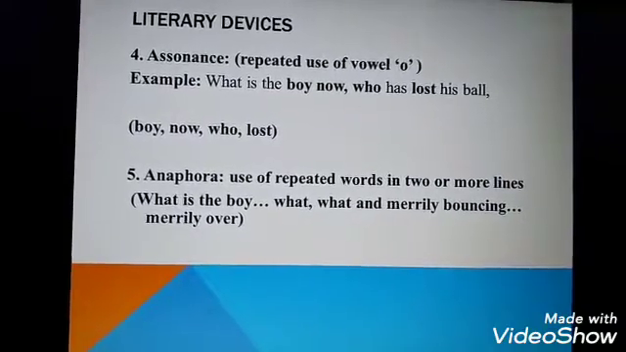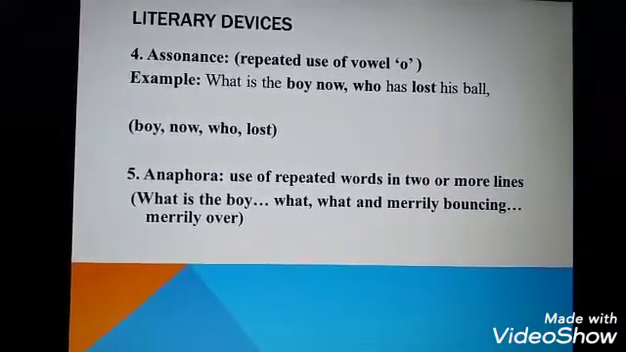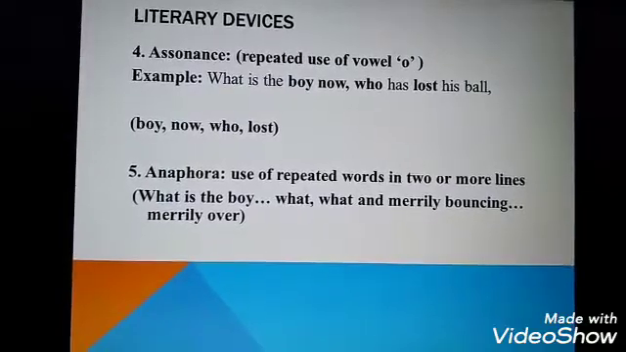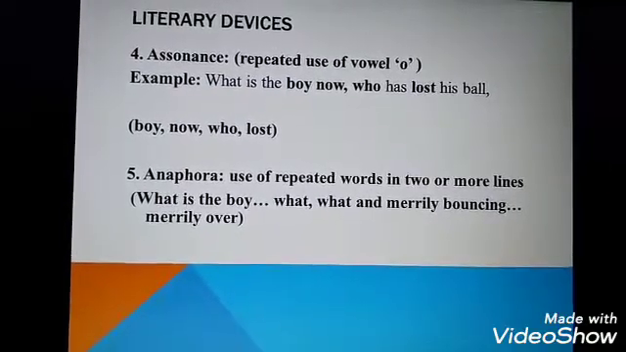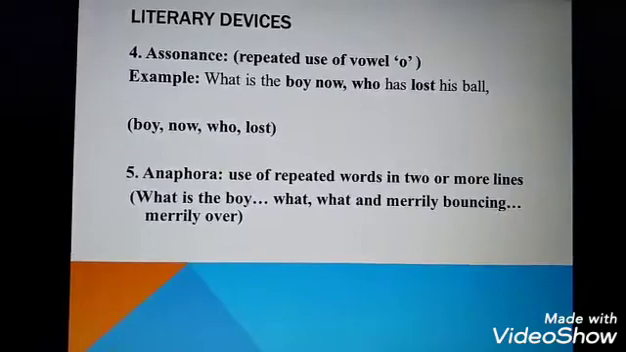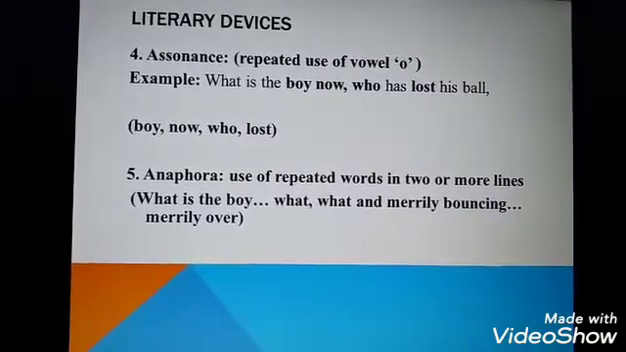Number 5, anaphora, use of the repeated words in two or more lines. Example, "What is the boy? What merrily bouncing, merrily over."